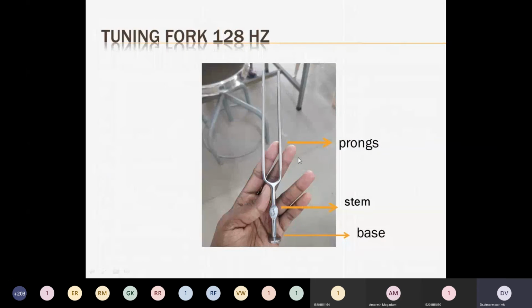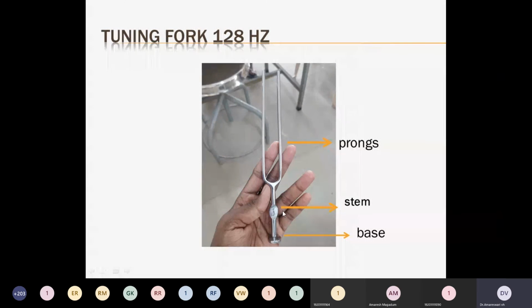So this is the tuning fork. These are the prongs. This is the stem and this is the base. You have to allow these prongs to vibrate.